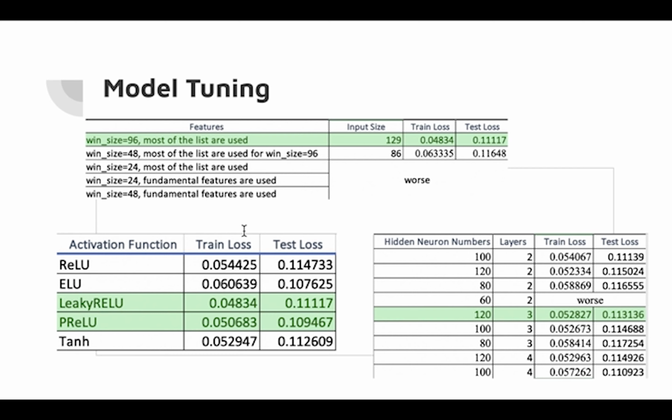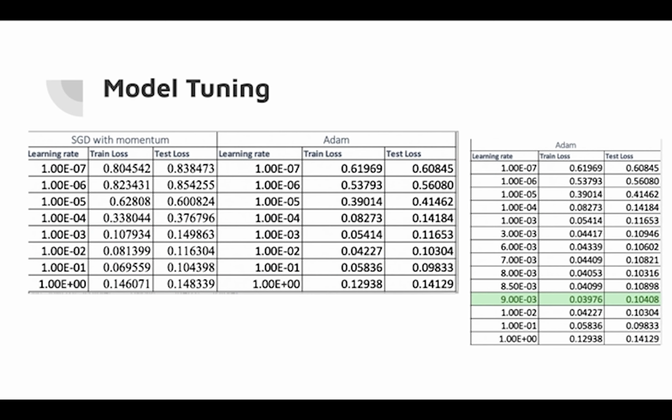We compare different feature settings, the activation function, as well as the number of hidden neurons. We find that window size is better to be 96, and the activation functions leaky ReLU and p-ReLU are better than the ReLU function. We also do experiments on the optimizer. We compare stochastic gradient descent with momentum and Adam. It turns out Adam is better, and we adjust the learning rate accordingly.